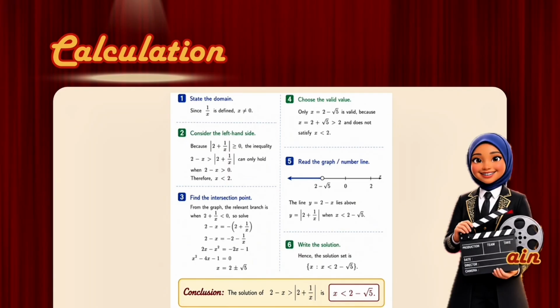Finally, we read the graph, the straight line. In decimal form, x equals -0.24. So all values smaller than approximately -0.24 satisfy the inequality, or else the solution is x less than 2 minus root 5.